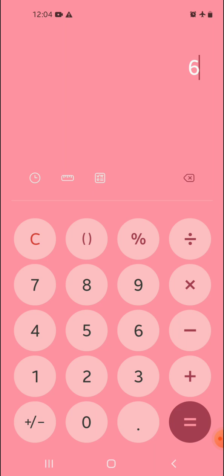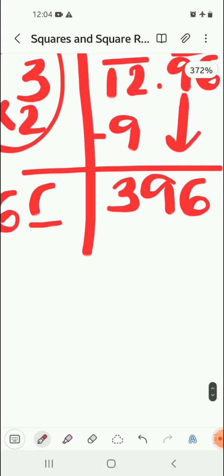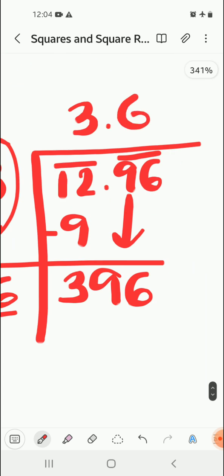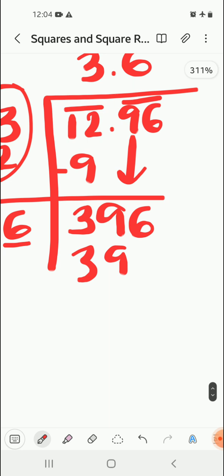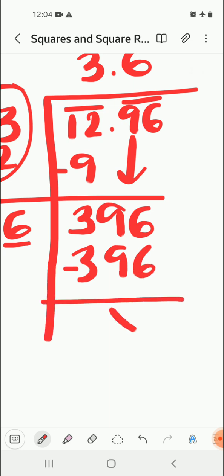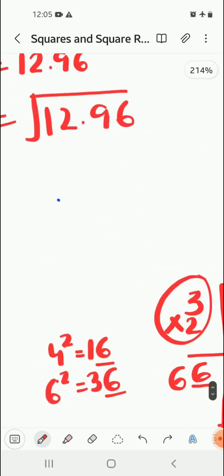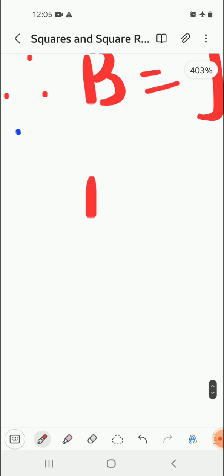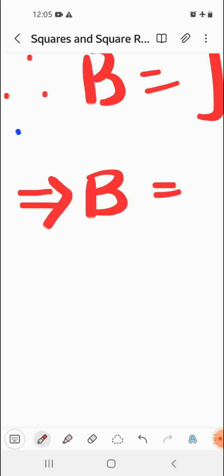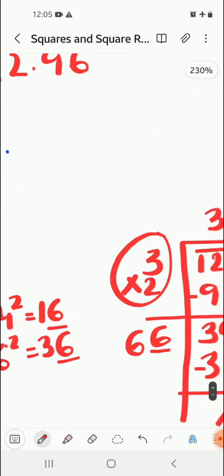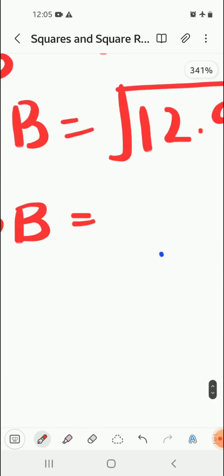64 into 4 is 256, way less. Now we're going to use 66 into 6, that is 396. See, we got the number. So here we are going to write 6, and the number is completely divisible, 396, no remainder. So 3.6 is the square root of 12.96, which is our answer. Therefore, base is equal to 3.6 meter.